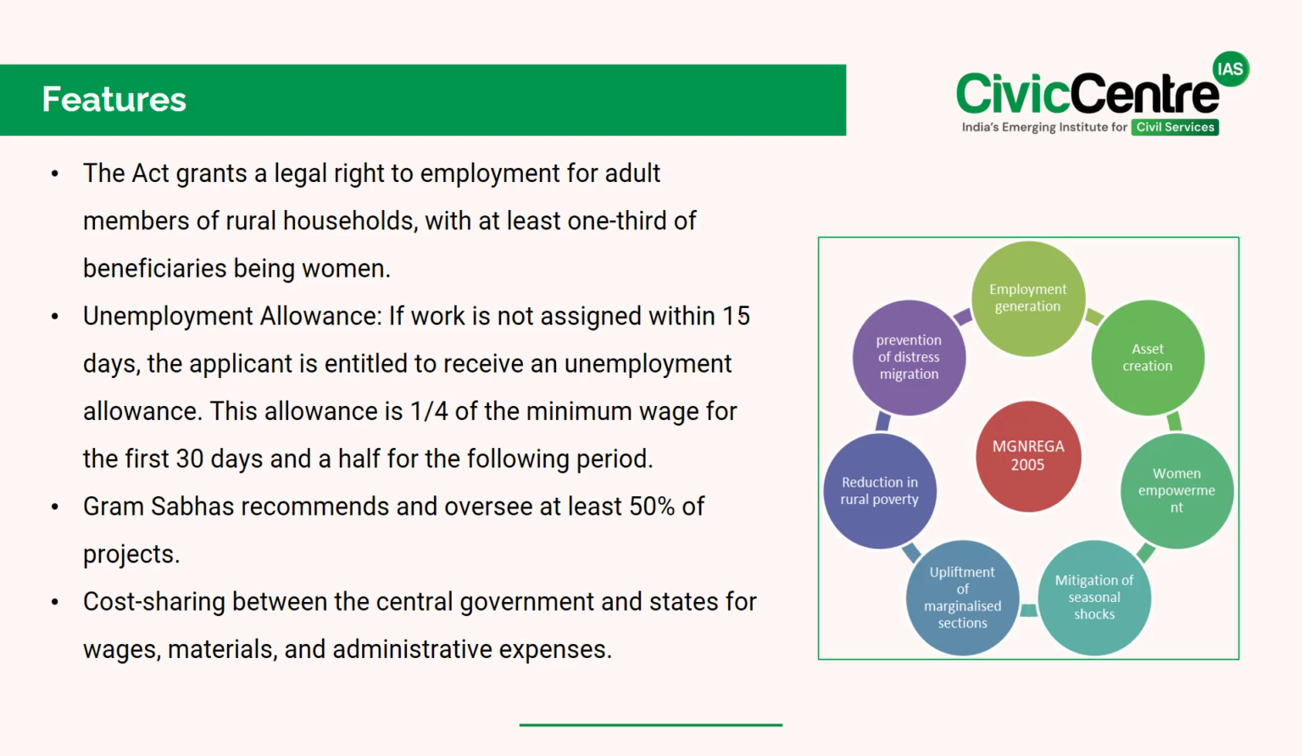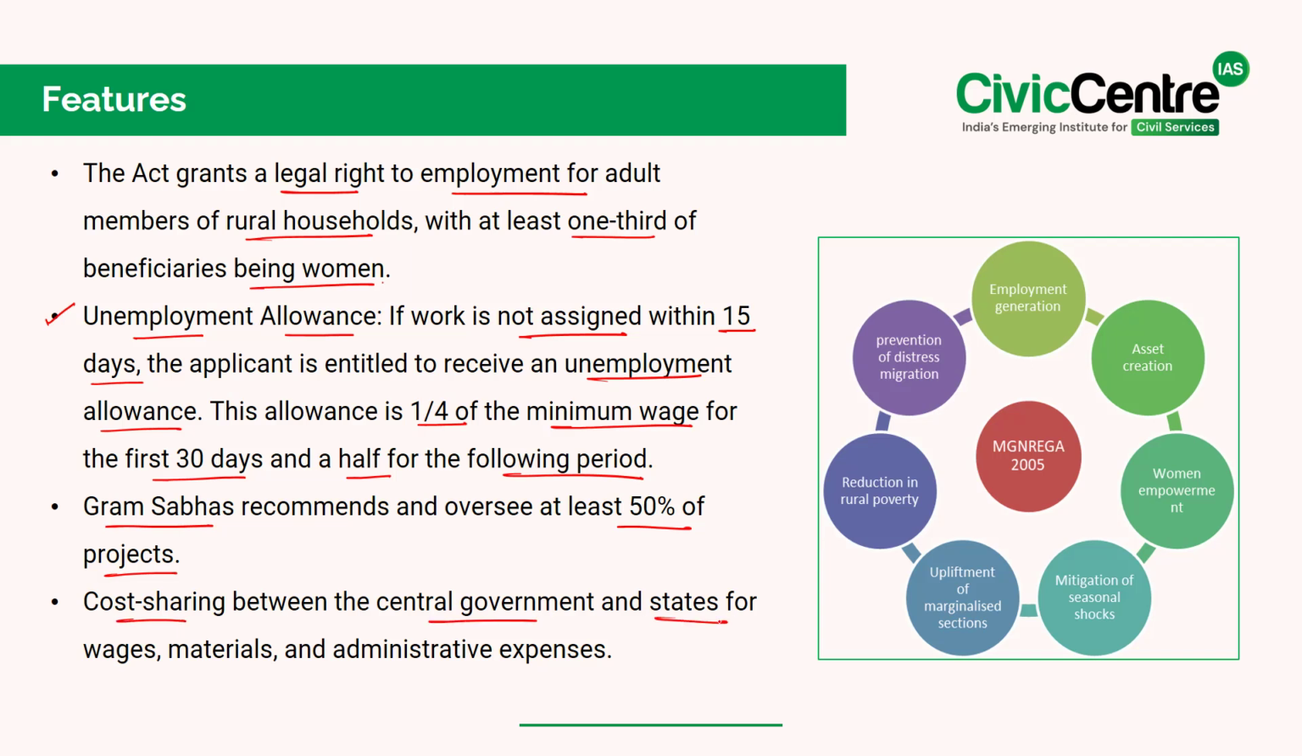See, this Act guarantees a legal right to employment for the adult members of rural households, with at least one third of the beneficiaries being women. And secondly, it also provides an unemployment allowance. So, if work is not assigned within 15 days, the applicant is entitled to receive an unemployment allowance. This allowance is one-fourth of the minimum wage for the first 30 days and a half for the following period. Furthermore, the Gram Sabhas recommend and oversee at least 50% of the projects. And lastly, cost sharing between the central government and the states for wages, material, and administrative expenses is done.